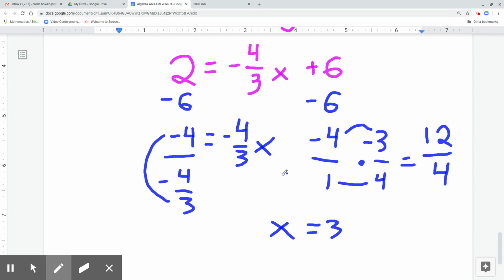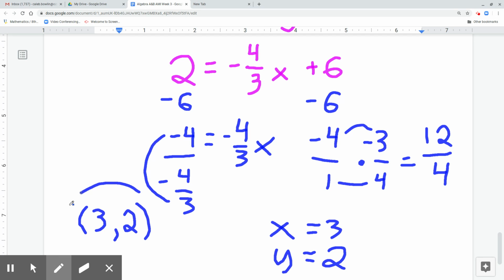Now, you already had the value of y. You knew that y was equal to 2 because that was one of your equations. Now we can take both of these numbers and write them as a coordinate pair for our final answer. X comes first, so it's 3 comma 2. I'll circle this so you know it's my final answer. 3 comma 2 would be the point where these two equations cross on the graph.